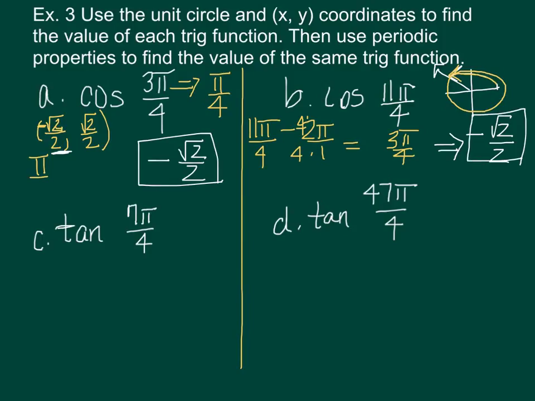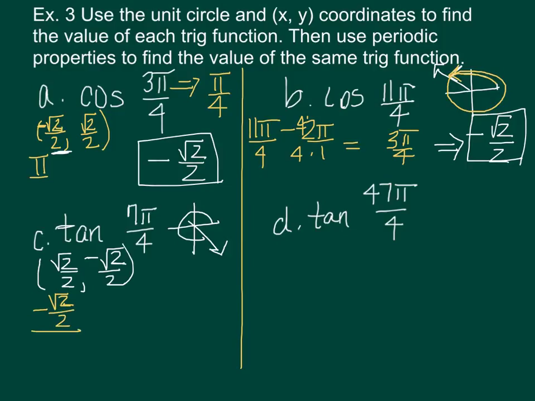For C, 7 pi over 4, which now is in quadrant 4, and it uses the same coordinates, but in quadrant 4, the y value is negative. When you find tangent, you divide the y over the x. And when you divide something by itself, you get 1, but in this case, it's negative 1.